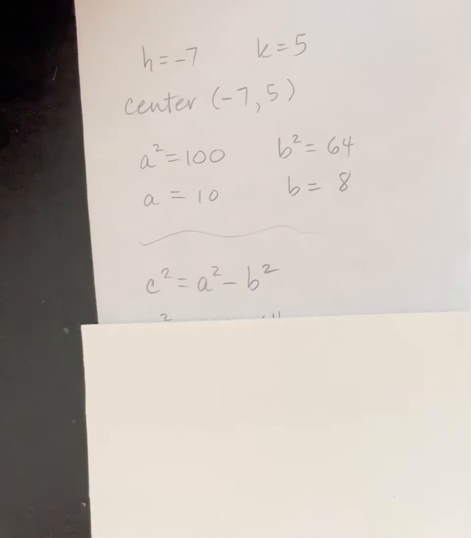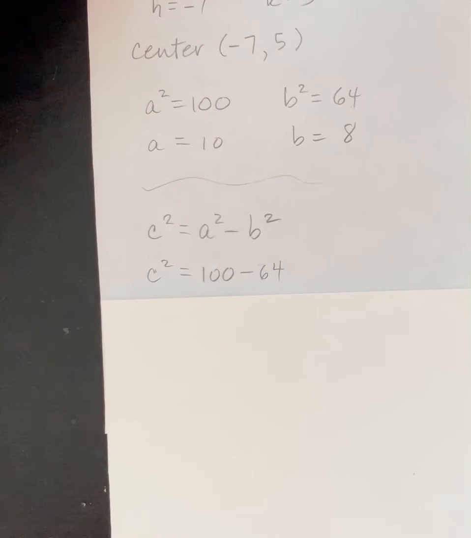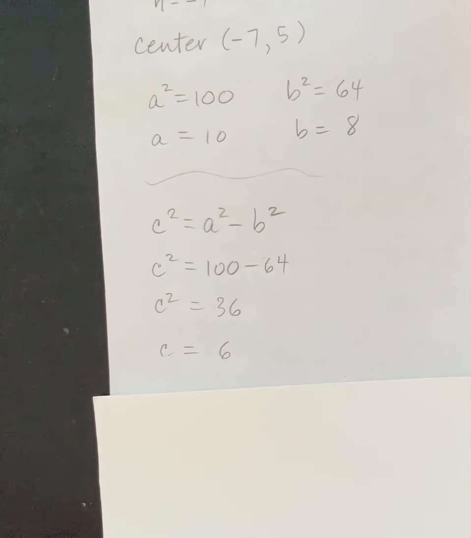Okay, now as far as finding the vertices and the foci, you can just use the 10 and the 8. Remember, we have this rule that c squared is equal to a squared minus b squared. So we would do 100 minus 64, which will be 36. So that gives us that c is 6.